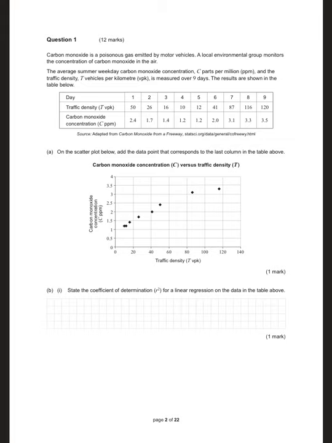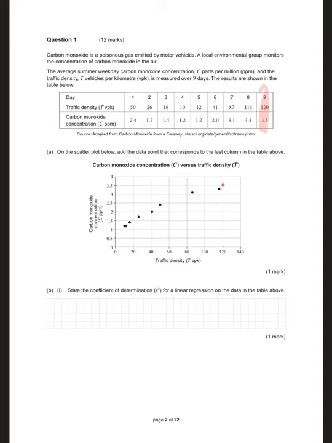Carbon monoxide emitted by motor vehicles, environmental group. So the concentration of carbon monoxide in the air goes up the more vehicles there are in a stretch of road. The results are in below. Add the data point that corresponds to the last column. The last column is here. So 3.5 and 120. 3.5, so it's the intersection. Add the data point, it's added.